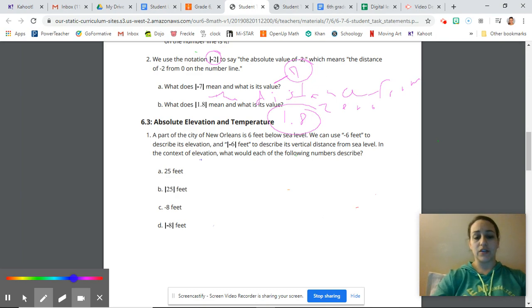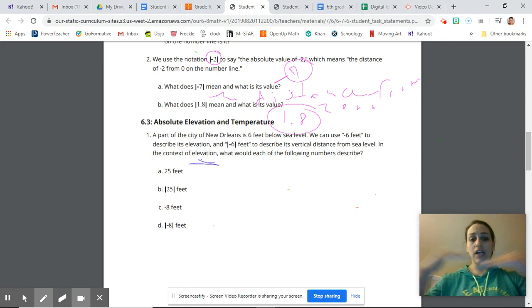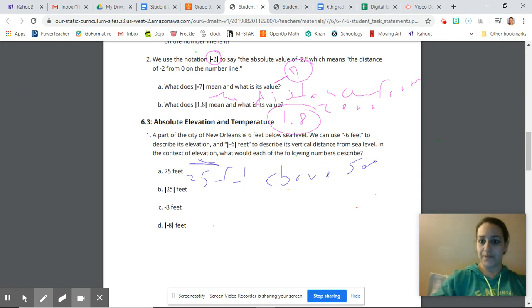So 25 feet, there's no negative on that number, so it's a positive number, meaning that it must be 25 feet up, since we're talking elevation. So this must be 25 feet above its starting point, or its 0 point. So this would be 25 feet above sea level. Oh man, guys, I am so sorry. I don't even know if it's worth me trying to write this. It's so bad, but hopefully.